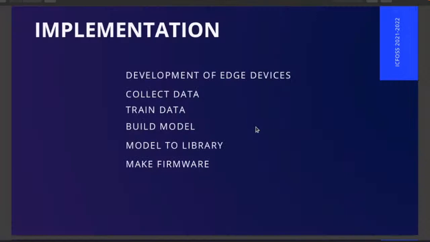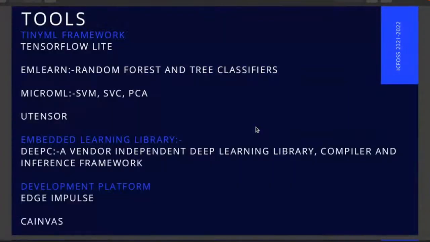Okay, the implementation is simple. The first step is to find out what the edge device is. Then we need to collect the data, train the data, build the model, convert the model into a library, then make a framework and build it into your system. Then next, the sensed live data will work for your agentics. That's the main working when we work with this.